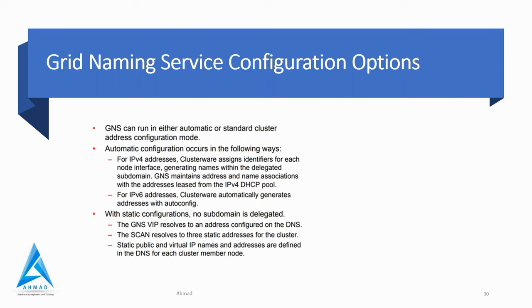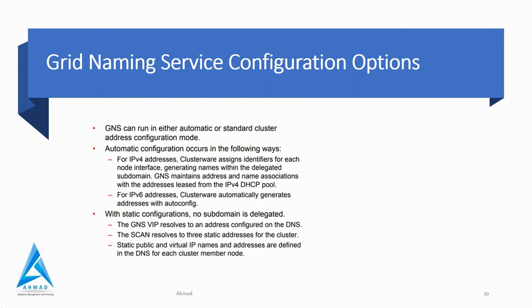In an IPv6 cluster, it automatically generates the addresses with auto config, and in an IPv4 cluster, it assigns an identify for each node's interfaces, generating names within the delegated subdomain. If you are using GNS, then it maintains the addresses and name association with a DHCP pool. So that is the way you can do that. And with static configuration, no subdomain is delegated.